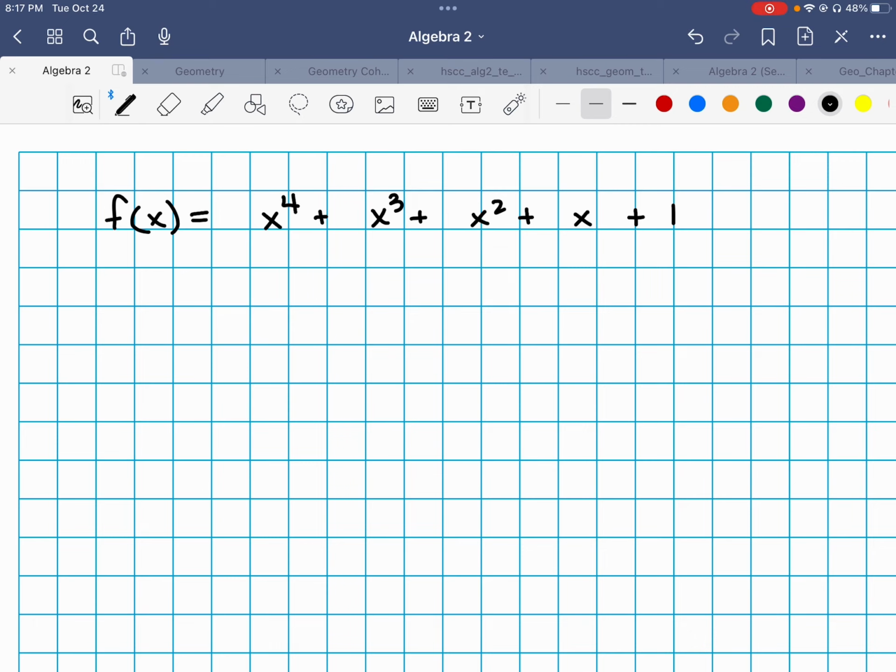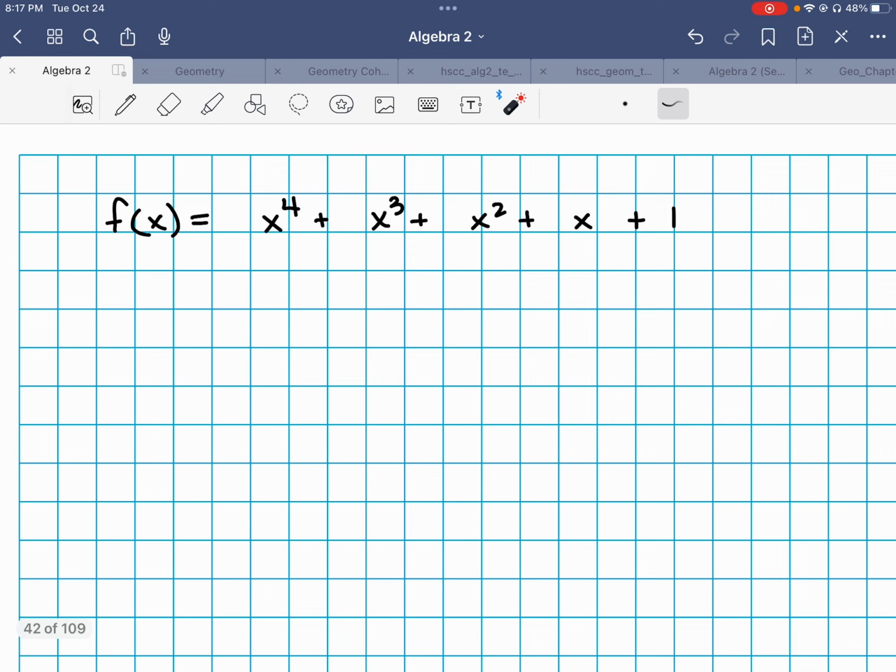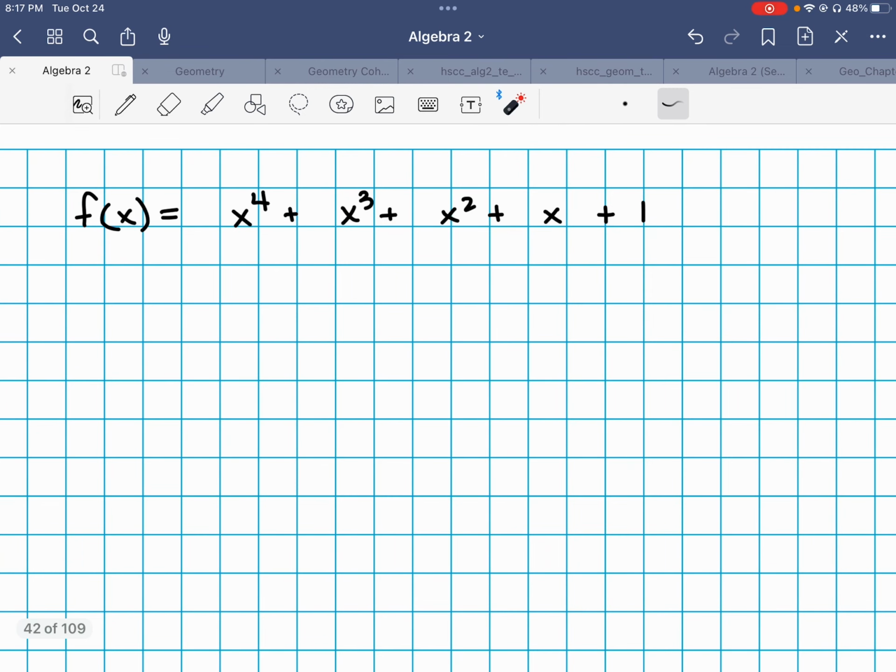Suppose we have this function here, f of x equals x to the power of 4 plus x to the power of 3 plus x plus 1. All right, so we got that guy right there. And the question is what happens as we plug in bigger numbers or smaller numbers, right? What happens when we plug in numbers that go to infinity, or numbers that go into negative infinity, that start getting really, really big or really, really small?